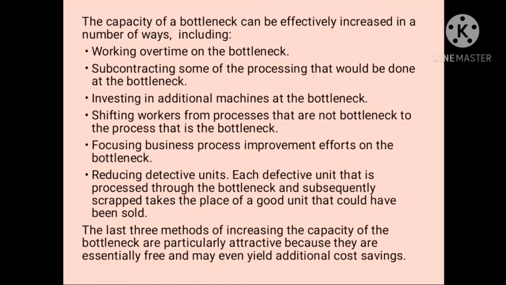The last three methods of increasing the capacity of the bottleneck are practically attractive because they are initially free and may even yield additional cost savings.